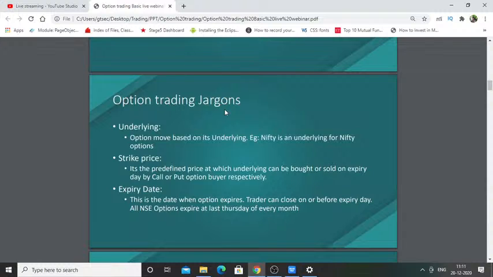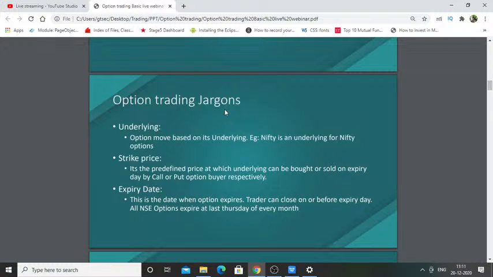Next, the strike price. A strike price is nothing but a predefined price. There will be strike prices at every predefined interval based on the stock's option prices, and at these prices both call option and put option buyers and sellers do their trades. For example, let's assume the Nifty's underlying price is at 13,500.